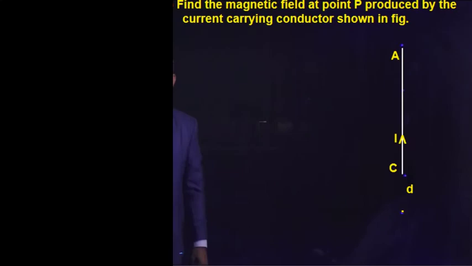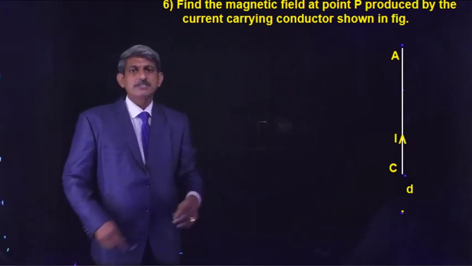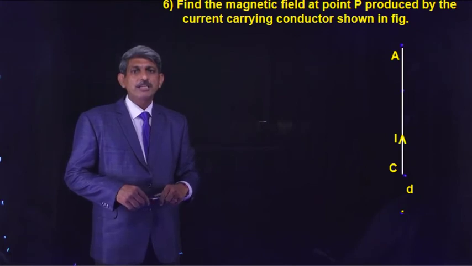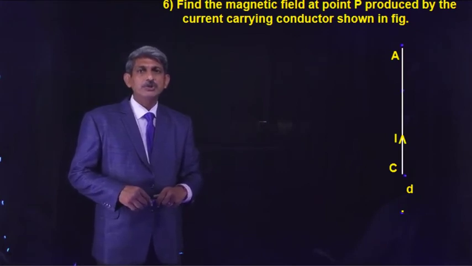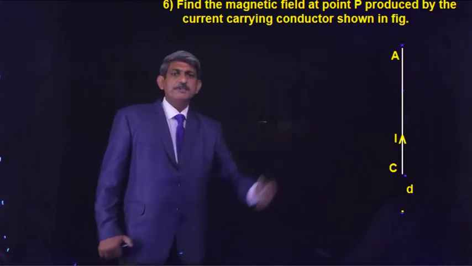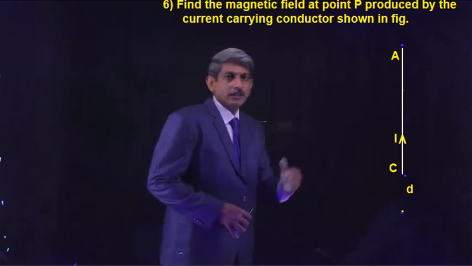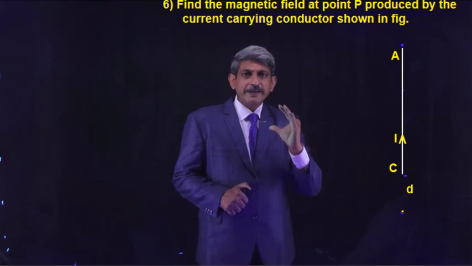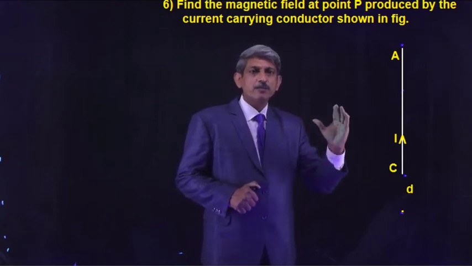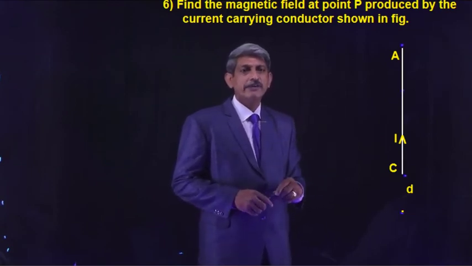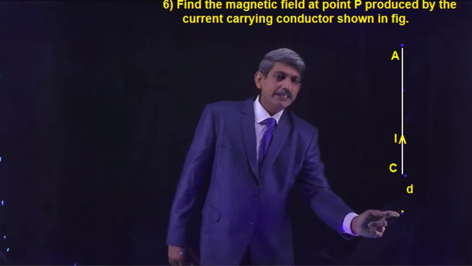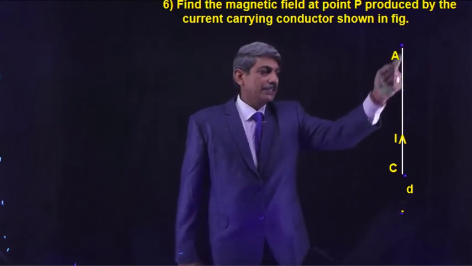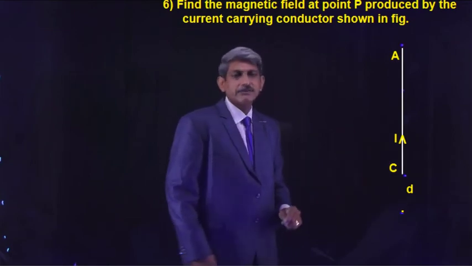Right? Okay. Come to problem number 6. Find the magnetic field at point P produced by the current carrying conductor as shown in the figure. See the specialty of this point. In the previous problems, there is some perpendicular distance from the point to the wire. Whereas here, see the point P is located along the length of the wire.